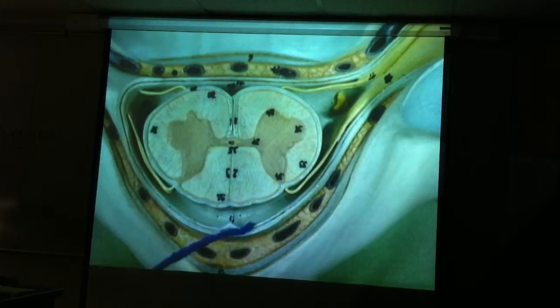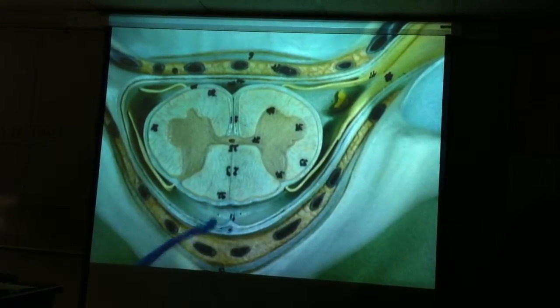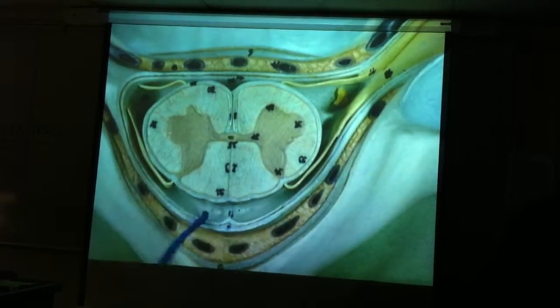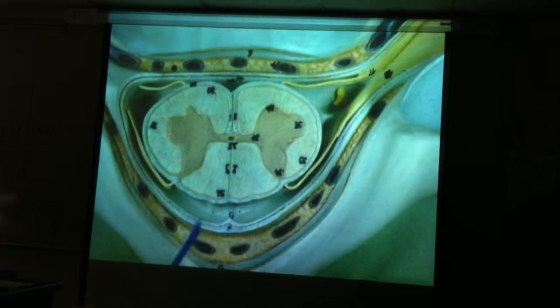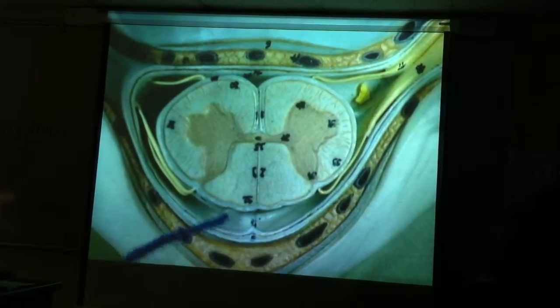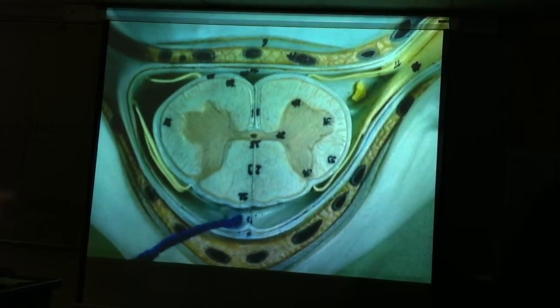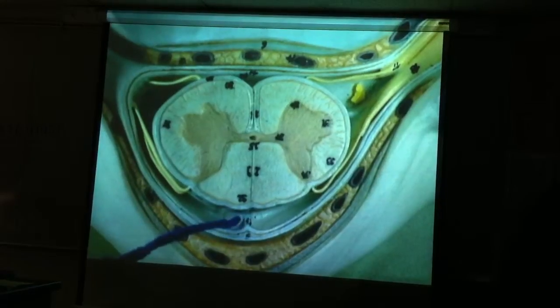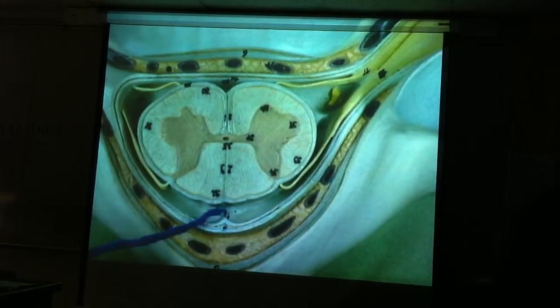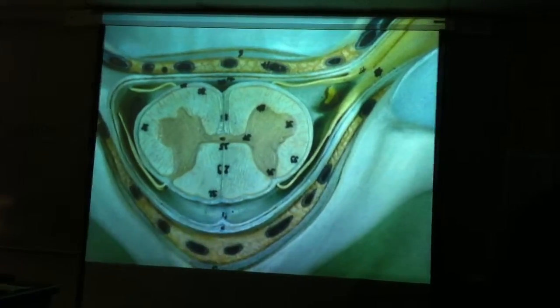The next blue line is the arachnoid mater. And then this space right here is the subarachnoid space. This is where the CSF fills. And then if you guys look, there's this little raised portion right here. This is coming from the pia mater. This right here is the denticulate ligament. This is helping to anchor the spinal cord within the vertebral column.